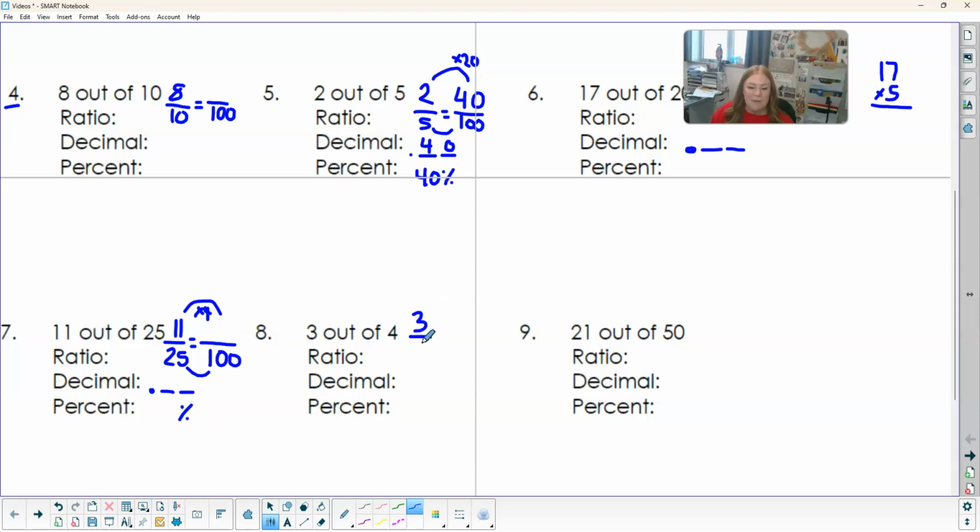Okay, the next one we have 3/4. Again, we need to get to 100. This is like quarters.